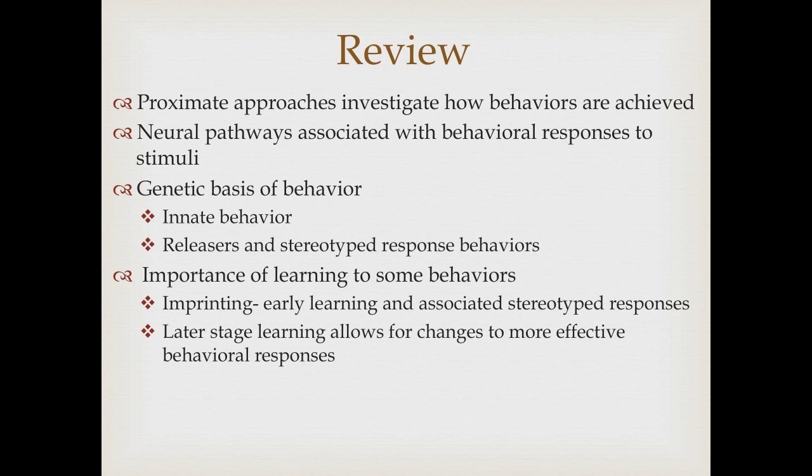And finally, we examine the importance of learning to some behaviors. One form of learning that is seen in the very early developmental stages is called imprinting. And this is typically associated with stereotyped responses as well, where individuals learn who their parents are and always respond in a stereotyped manner to individuals they think are their parents, and then may generalize this information later to get an understanding of what species they belong with, associated with later mate choice.